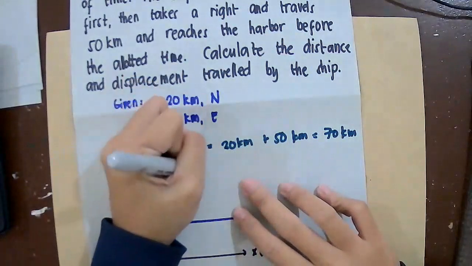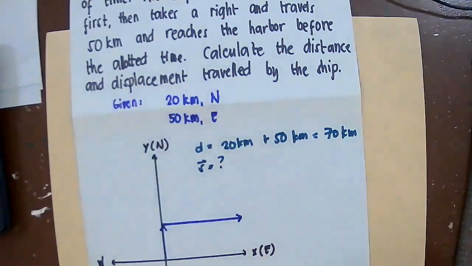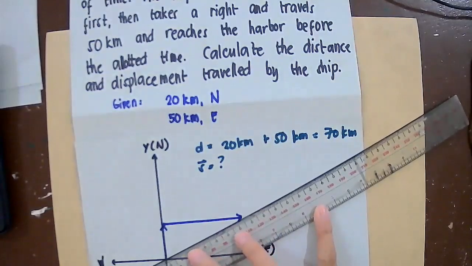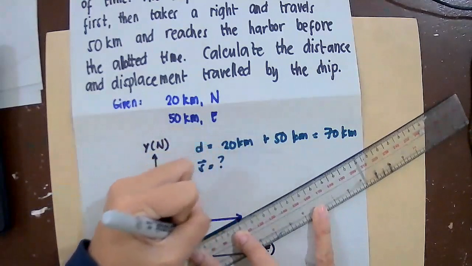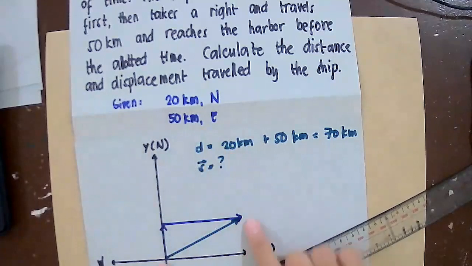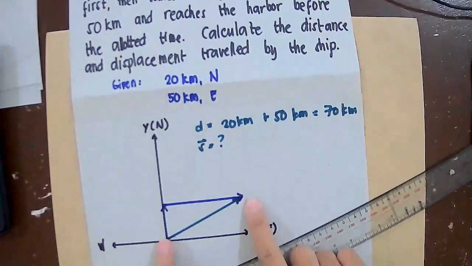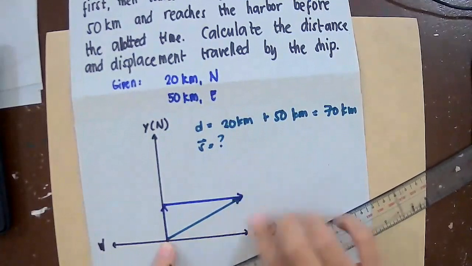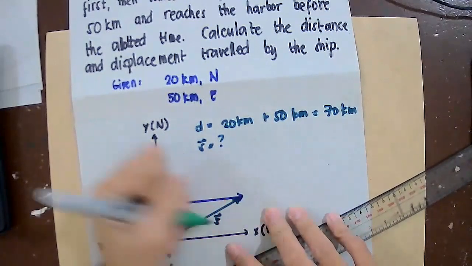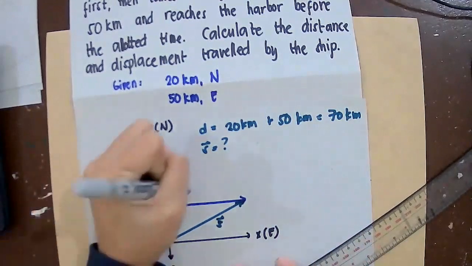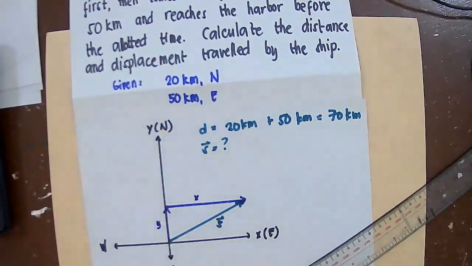Now what about your displacement? Okay, so your displacement, you start with how far you are from your starting point. So this is the displacement of the ship. This is how far the ship is from your original point or your starting point. Okay, so we are going to solve this one. This is your S. So let's call this one your Y and then this one your X.